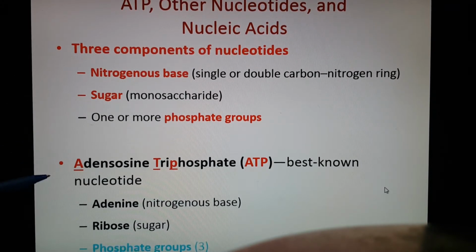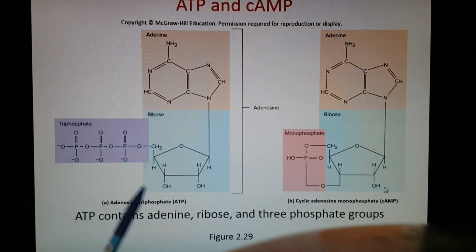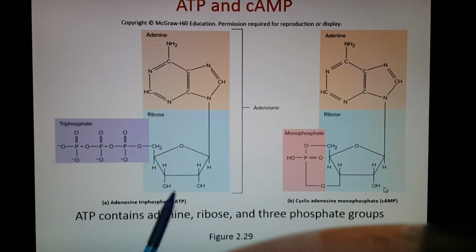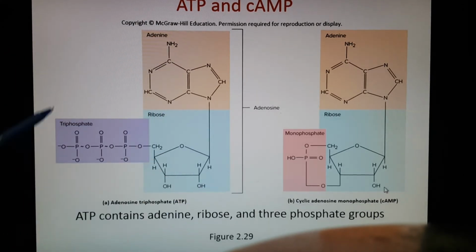So one important molecule, which is our energy molecule in the body, is called adenosine triphosphate, shortened to ATP. The nitrogenous base for that is adenine. Then it has a ribose as its sugar, and attached to it, instead of just one phosphate group, it has three. So there's your triphosphate. Energy is stored in the bond between the phosphate groups. If you take this ATP molecule and break off one of those phosphate groups, you're going to release energy, and the body can use that.